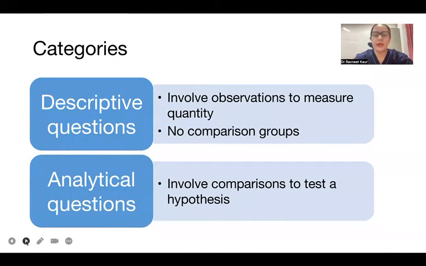Just to describe, there are two types of questions. One is descriptive questions, which involve observations to measure quantity. There is no comparative group in this type of question. In analytical questions, they have a comparative group in which you test a hypothesis.